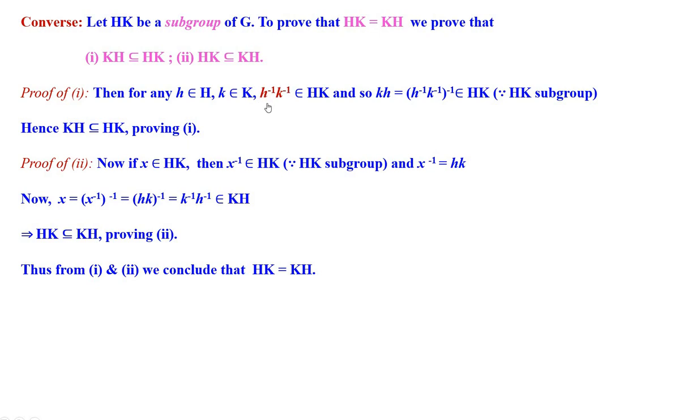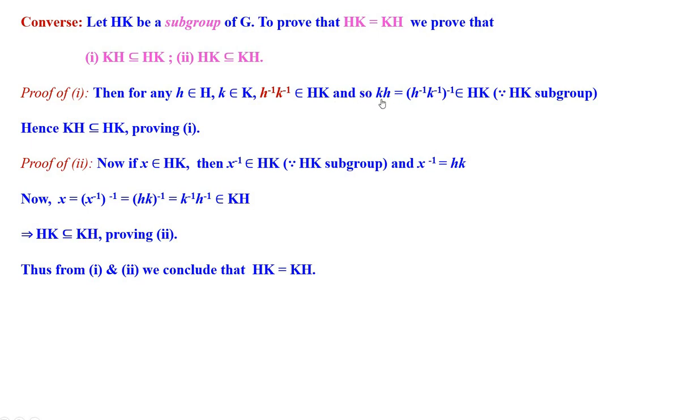How we proceed for this, we start with H in capital H. It's a subgroup, so its inverse will be there in H. Similarly, K is a subgroup, so the inverse of this will be there in K. So the product here is considered not as HK but as H inverse K inverse. So H inverse K inverse belongs to HK.